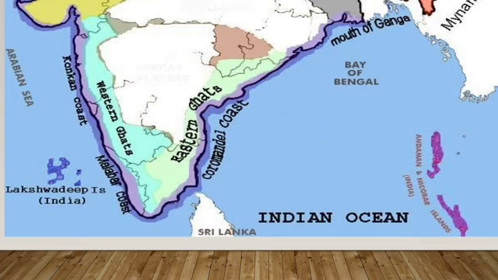There are island chains on both sides of the Indian peninsula. The islands found in the Bay of Bengal are the Andaman and Nicobar Islands, and those found in the Arabian Sea are the Lakshadweep Islands.